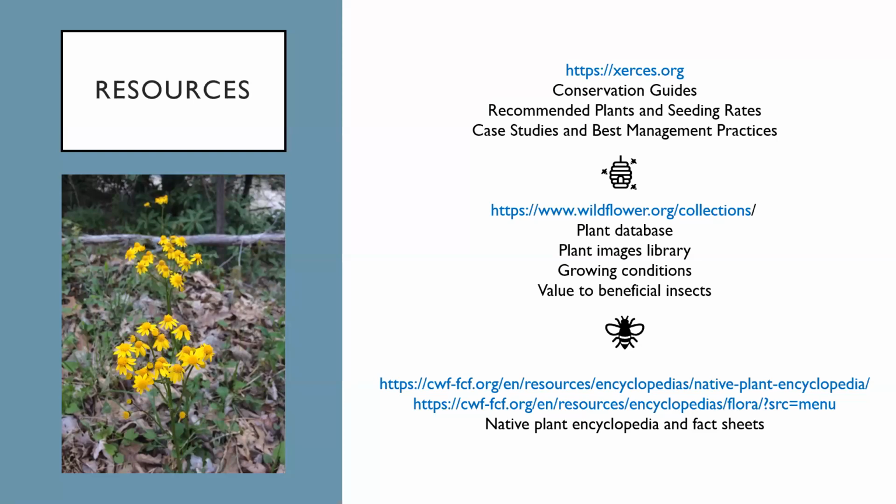I would encourage you to check them out and search through their library for some resources in this project. Wildflower.org can go through every plant species that you can think of, tell you the growing conditions, the beneficial insects that are using it, and their bloom period. So that can help you with putting together your mix. And of course, CWF has some wonderful resources on their website. This is a link to their plant encyclopedia, which I found really fascinating, but I'm sure they have lots of other great links that are available to you as well.